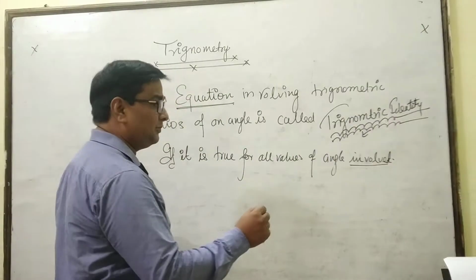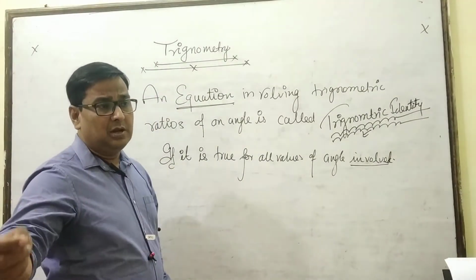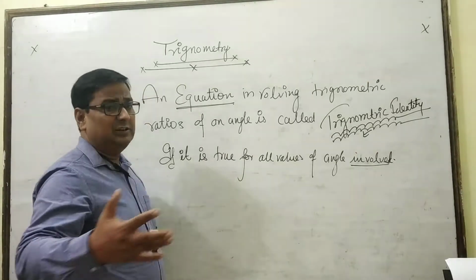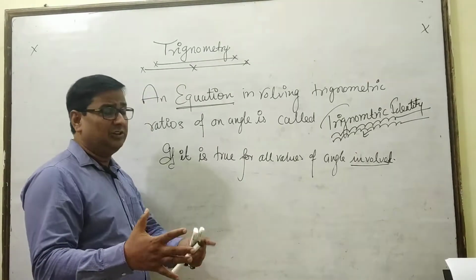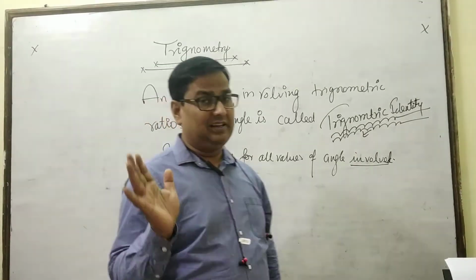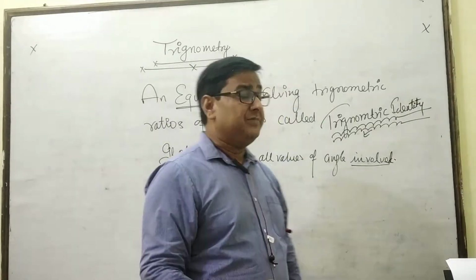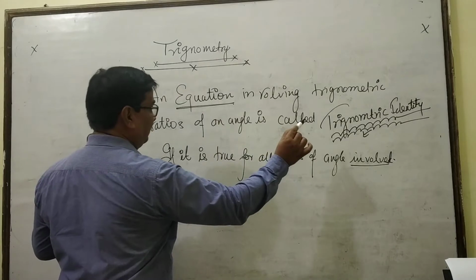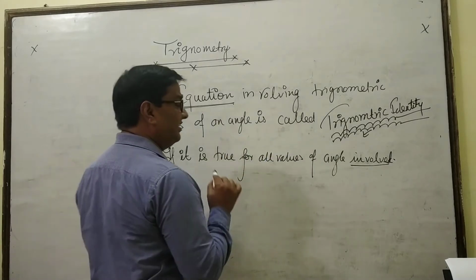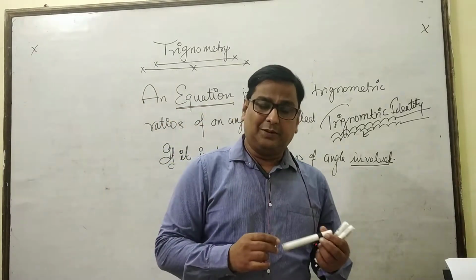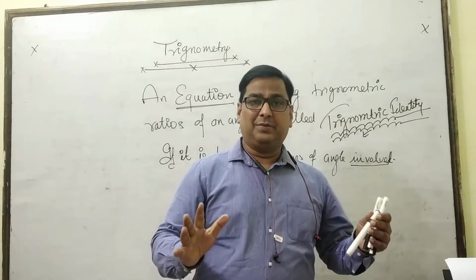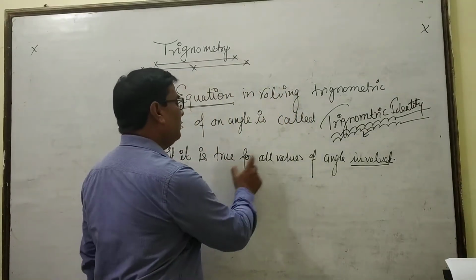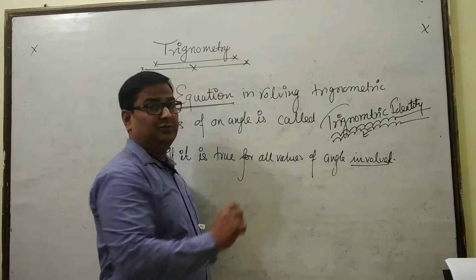But a plus b is equal to 5, a plus b is equal to 2ab, a plus b is equal to 7. These are also equations, but they are not true for all the values of a and b. So the basic difference between equation and identity is that identity is true for all the given values. In the case of trigonometrical identity, all the values of the angle involved.